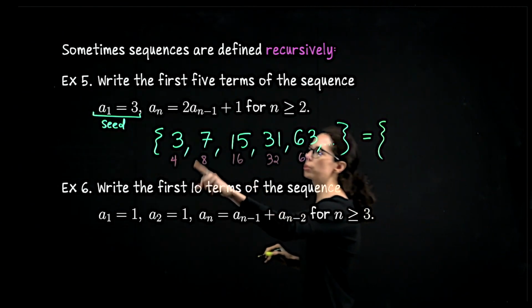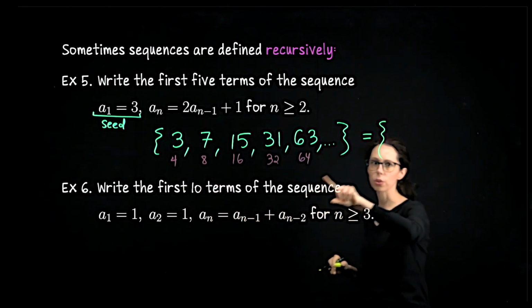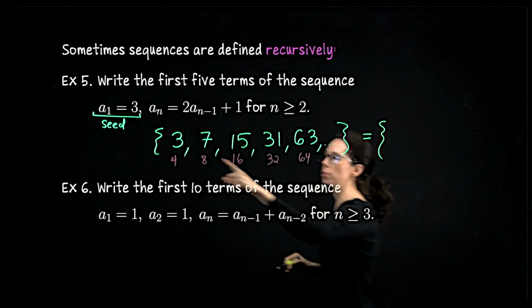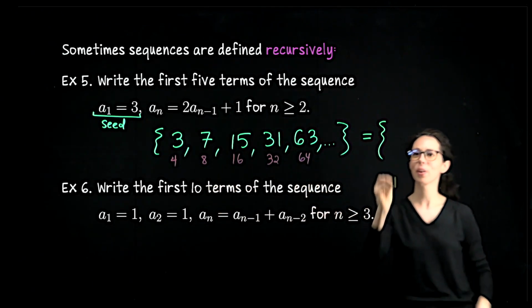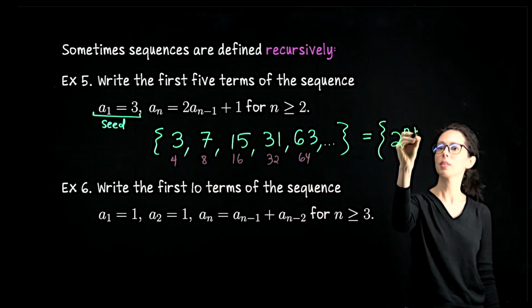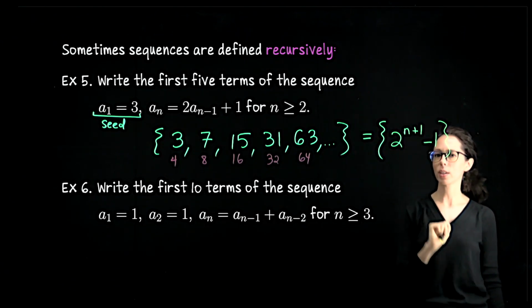So this is 2 squared, 2 cubed, 2 to the 4th. That's 2 raised to 1 higher than the index. So 2 to the 1 plus 1, 2 to the 2 plus 1, et cetera, et cetera. So 2 to the n plus 1 gives me the power of 2, and then subtract off 1 to get back the actual sequence itself.